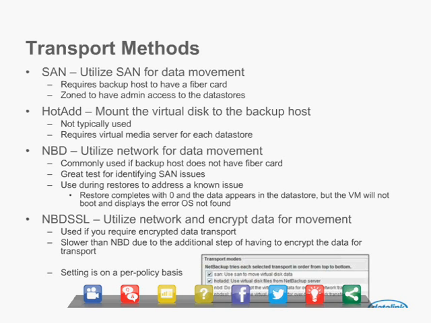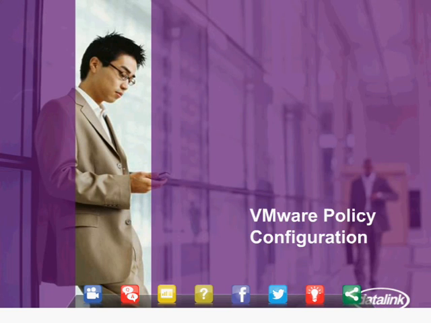Best practice for this is if you are not going to use hot add or NBD SSL or NBD, to uncheck these options and put the options you do want in order of importance at the top. So if you would like to have SAN as your first choice and then NBD as your second choice, you would make sure they were both checked, and then you would highlight NBD and move it up to below SAN. And again, this is per policy basis.